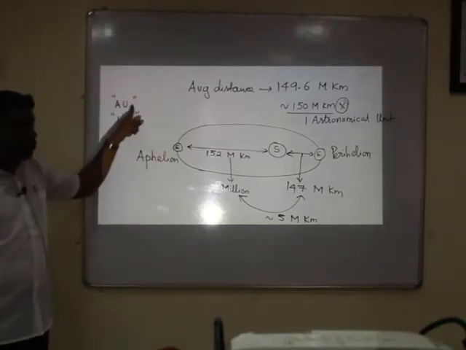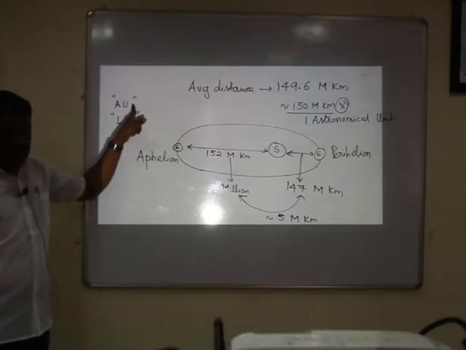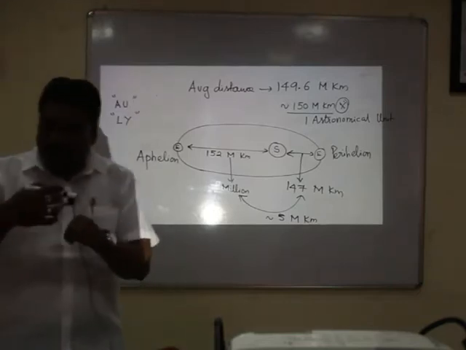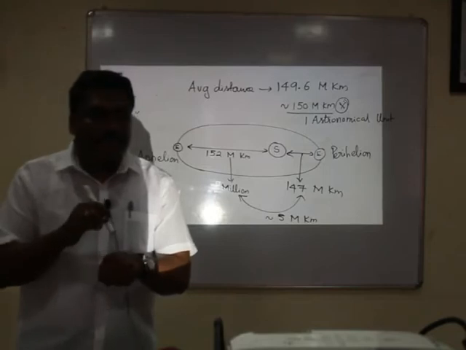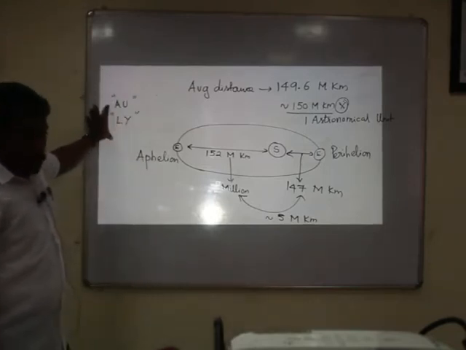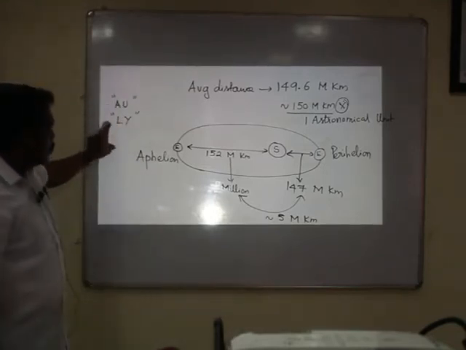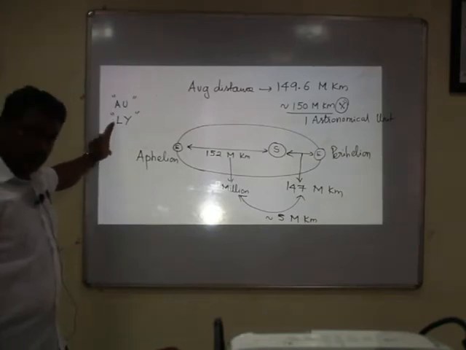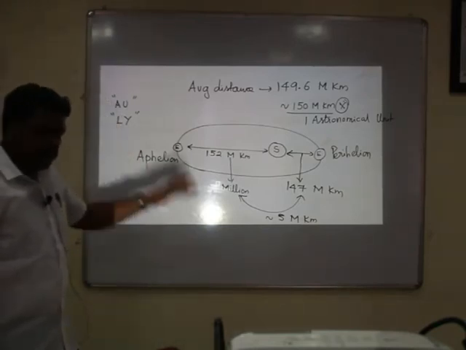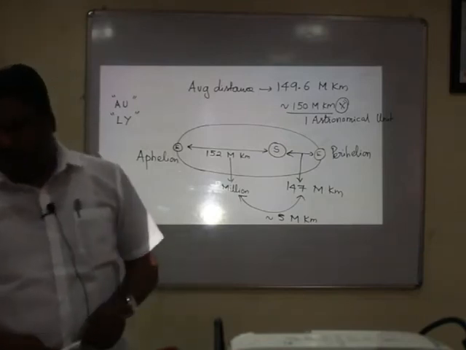Smaller distances are calculated in astronomical units. If you are calculating a distance within our solar system, it is expressed in astronomical units. Outside our solar system, it is expressed in light years. Okay, very important. Somewhere in your own words you can write it.